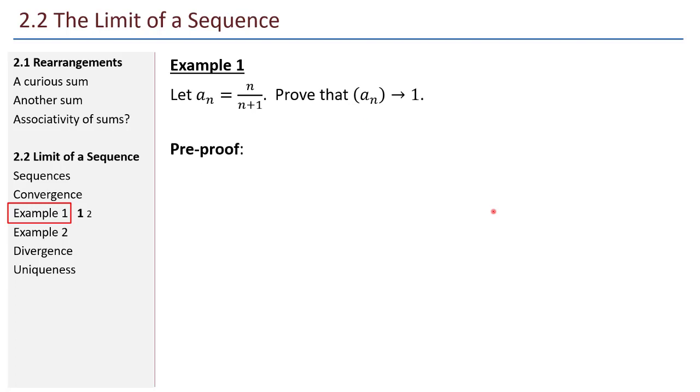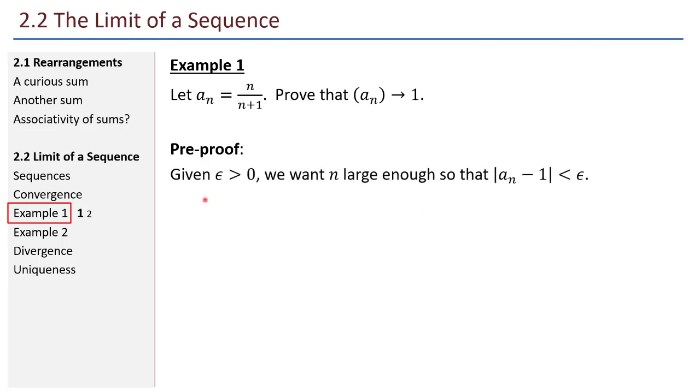A lot of these convergence proofs have sort of a pre-proof to them, and I'll show you what I mean. What I'm after is that given epsilon greater than 0, we want an index, a subscript little n, large enough so that the difference between a sub n and 1 is less than epsilon, so that my a sub n term is within epsilon of 1. And so this is what I want. I want eventually to show that the absolute value of a sub n minus 1 is less than epsilon.